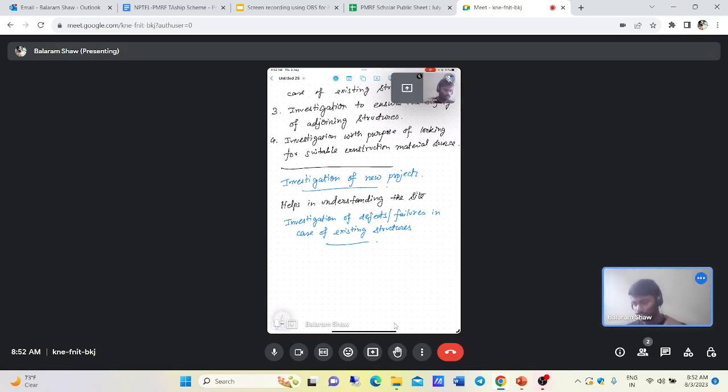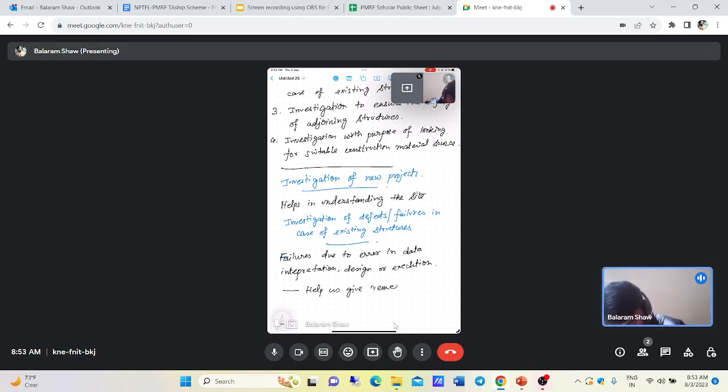Okay, so this kind of investigation we have to do for this. Let us say if data interpretation is not correct, what will happen? We will either under predict or over predict the design, right? So failures due to error in data interpretation, then design or execution, right? So it will help us give some remedial measures, right?